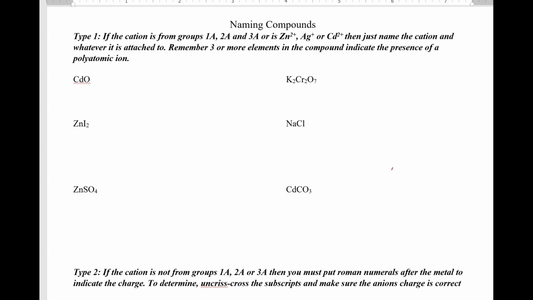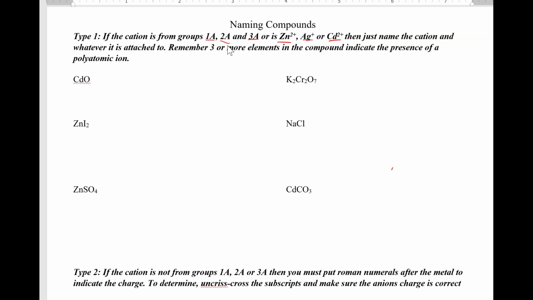Naming ionic compounds. There are different types of ionic compounds, and how you name them is influenced by what the metal is inside of them. The first type that we're going to discuss is if the cation is from group 1A, 2A, 3A, or zinc. So 1A, 2A, 3A, zinc, silver.